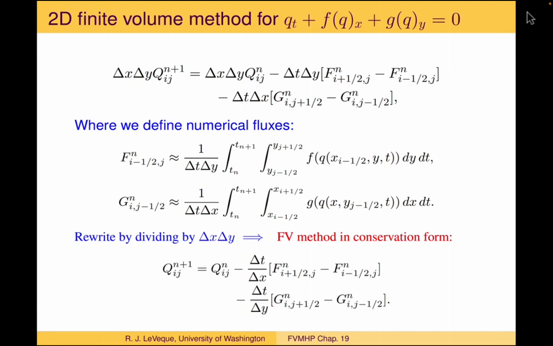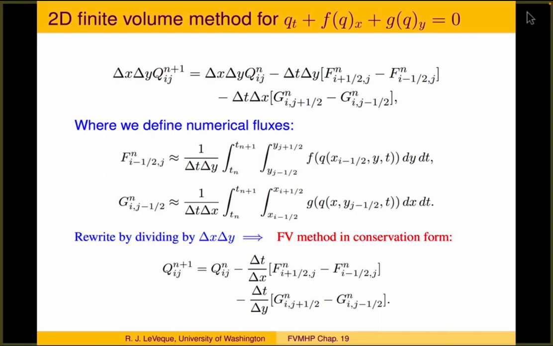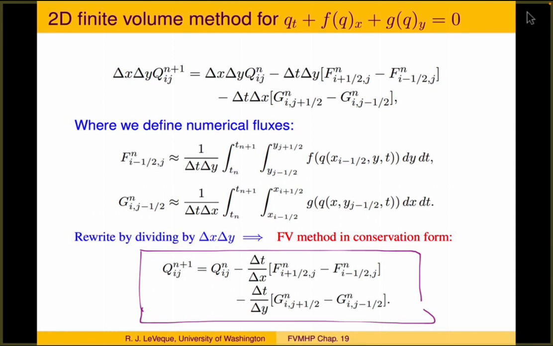And if we just take this formula at the top and divide by delta x and delta y, then we get the standard flux differencing form of a finite volume method, which is a very natural generalization of the one-dimensional finite volume method to now include fluxes in the y direction as well as those in the x direction.